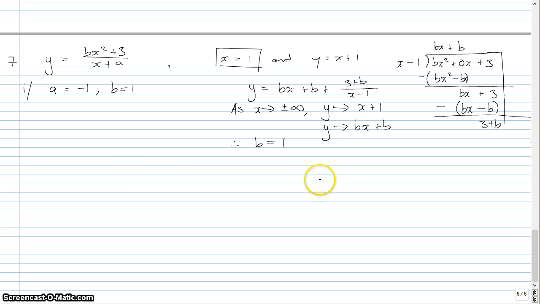Okay, part 2 wants us to sketch the curve, and we need to indicate clearly any axial intercepts, asymptotes, and stationary points. We know the asymptotes already, x equals 1 and y equals x plus 1. What about axial intercepts?